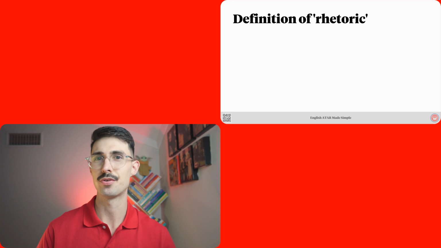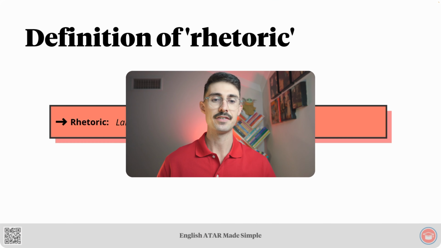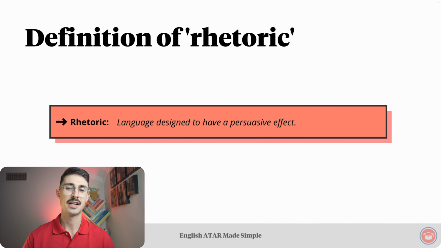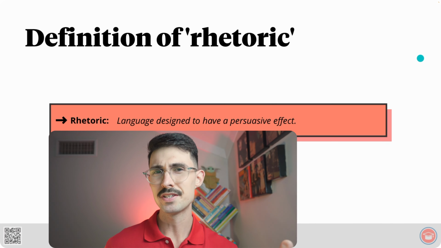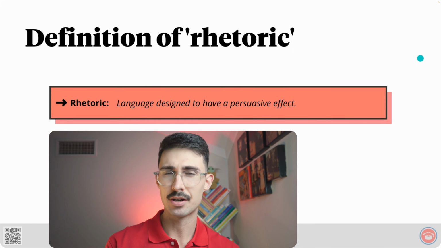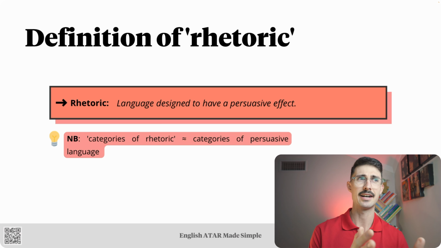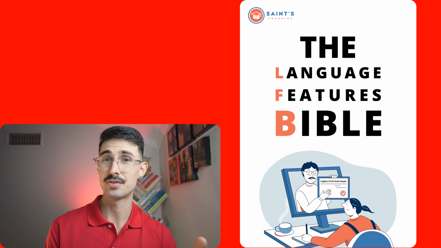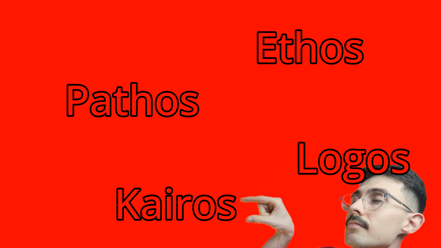Before we take a closer look at those remaining categories, I want to quickly address what this word rhetoric means. Here is our definition. Rhetoric is language designed to have a persuasive effect. What this means is if we're about to take a closer look at the categories of rhetoric, what these really are is categories of persuasive language. It is for this reason that the persuasive devices section of the Language Features Bible is categorized according to these 4 categories of ethos, pathos, logos, and kairos.